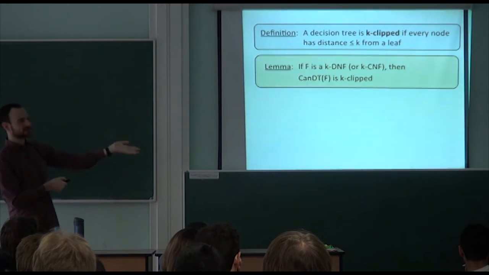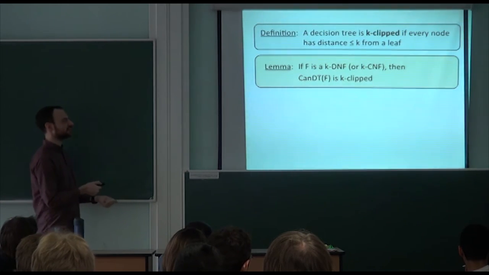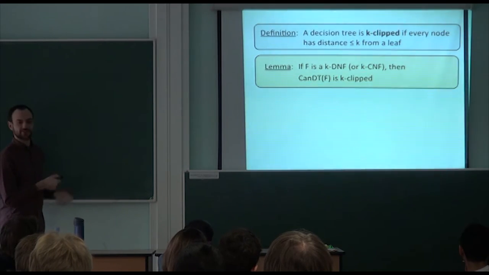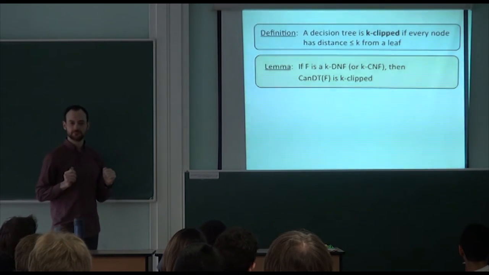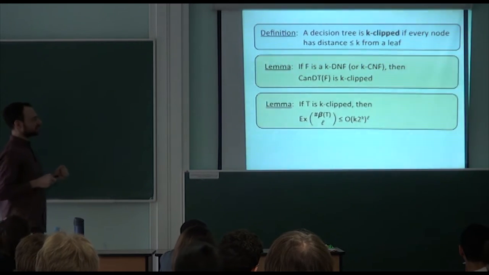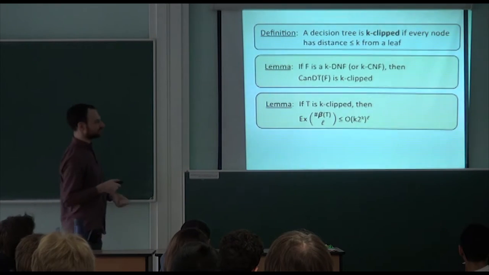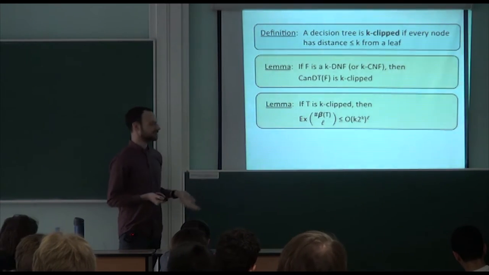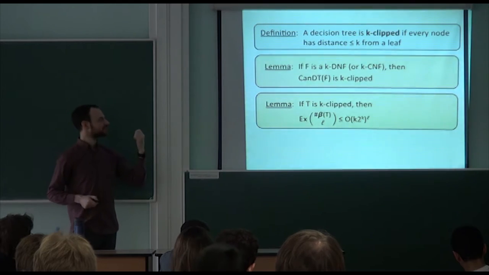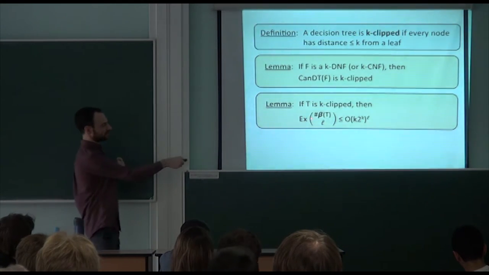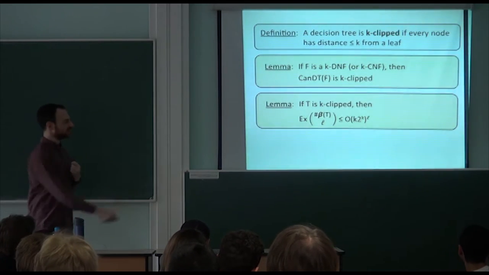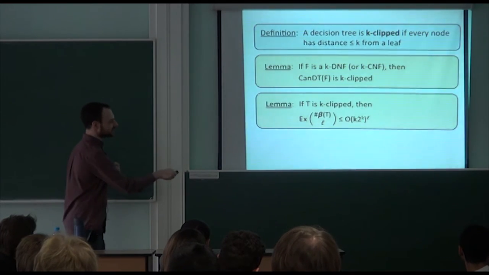Okay, and what we just observed is that if F is a KDNF or KCNF, then the canonical decision tree of F is K-clipped. Now, the other thing we'll need, which I'm not going to give the proof of, but it's not hard to work out, is a bound on the moments of the length of a random walk in a K-clipped decision tree.